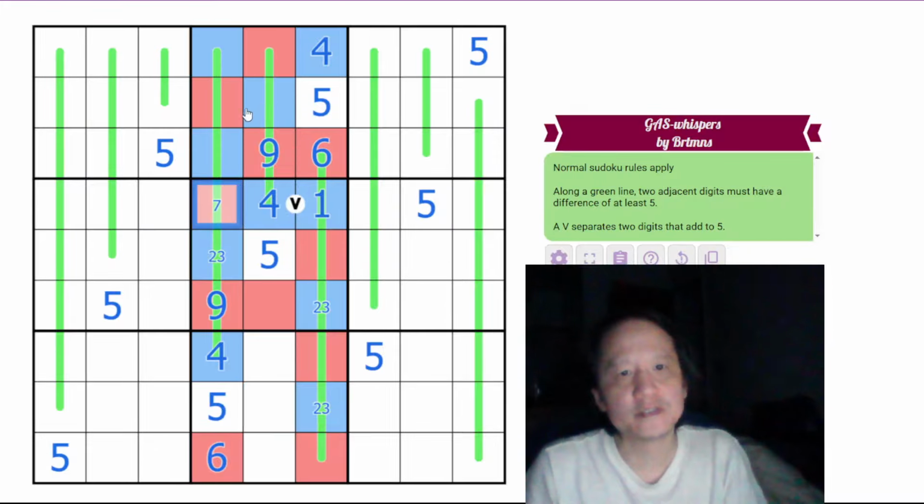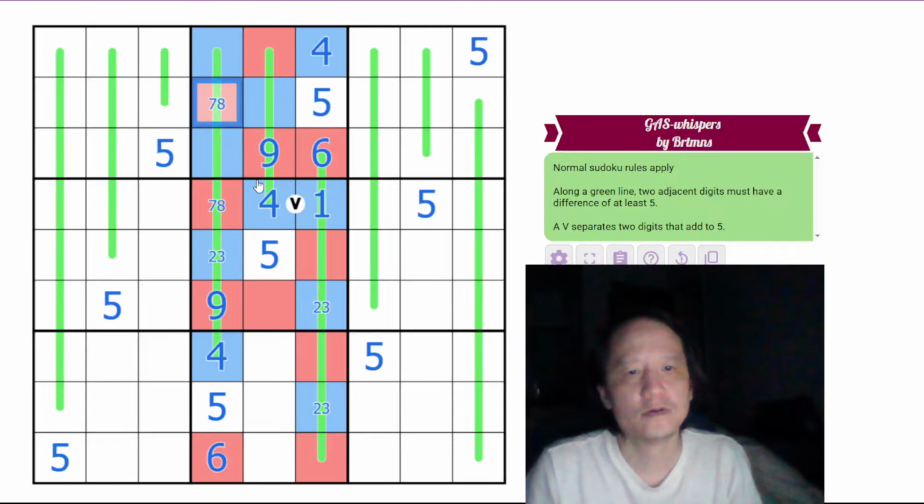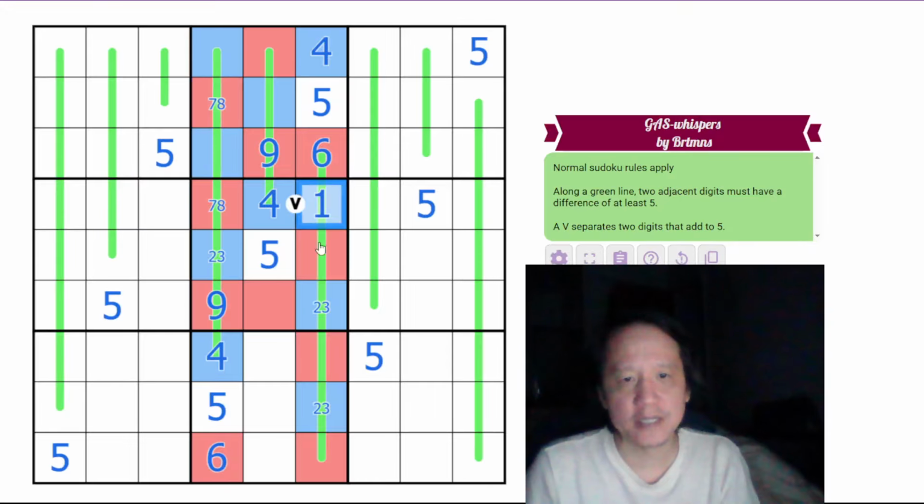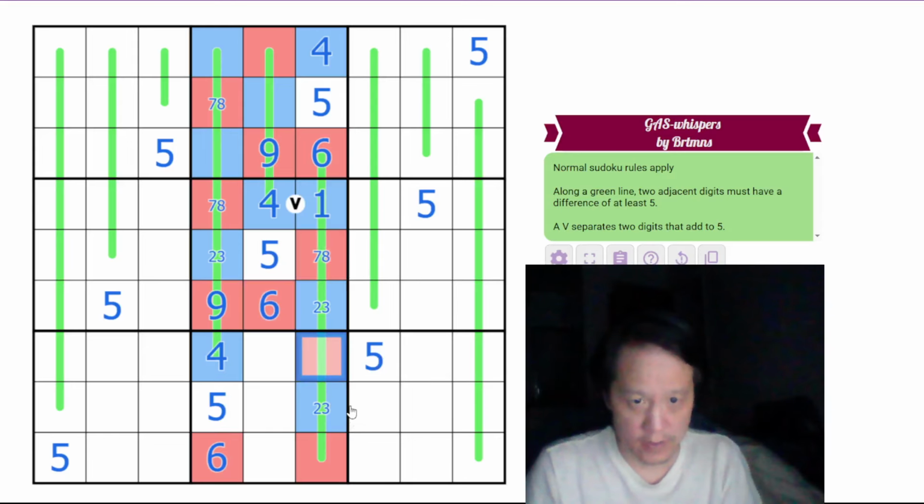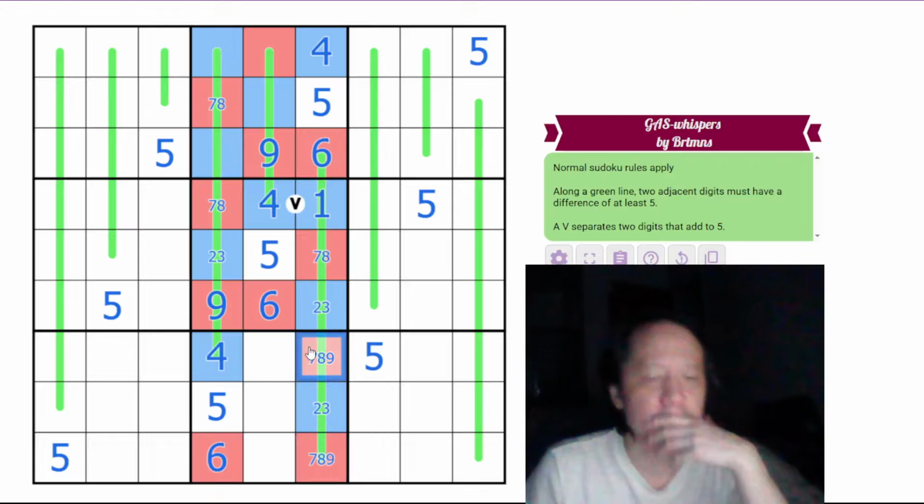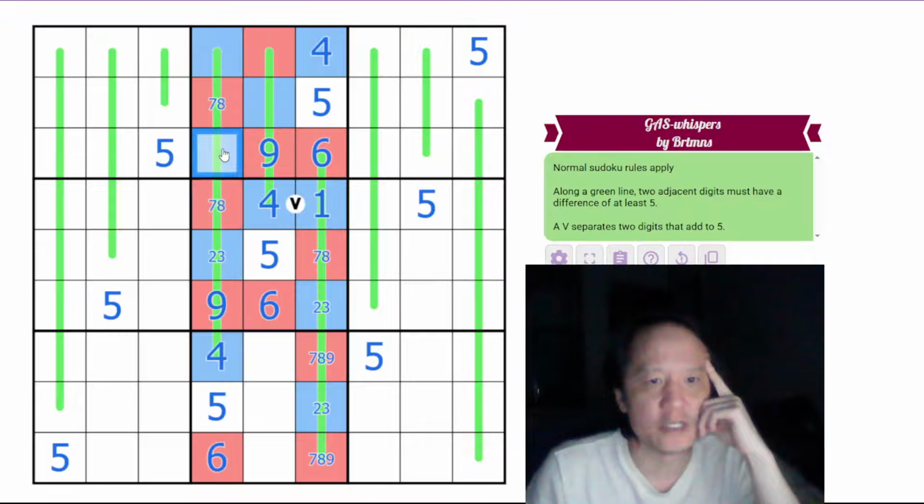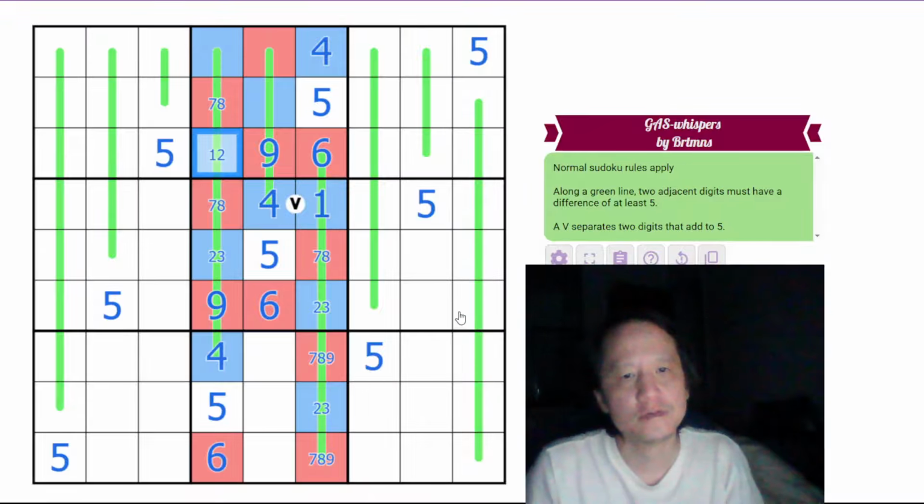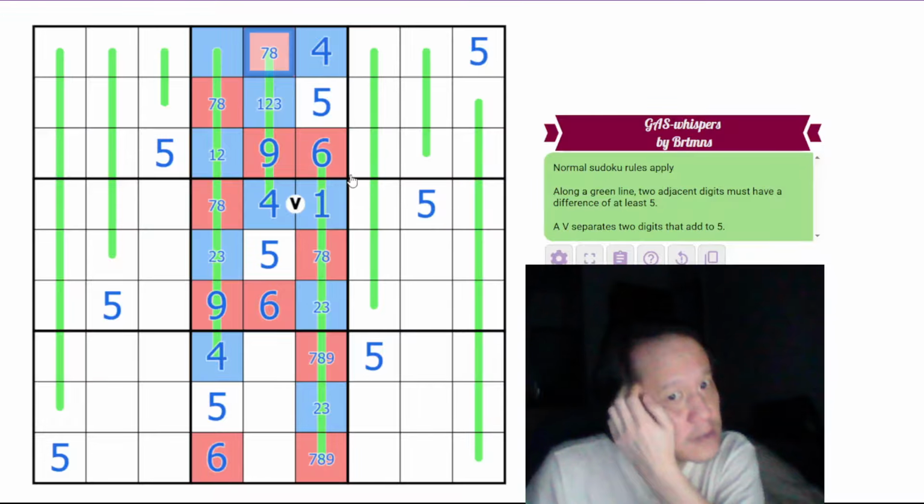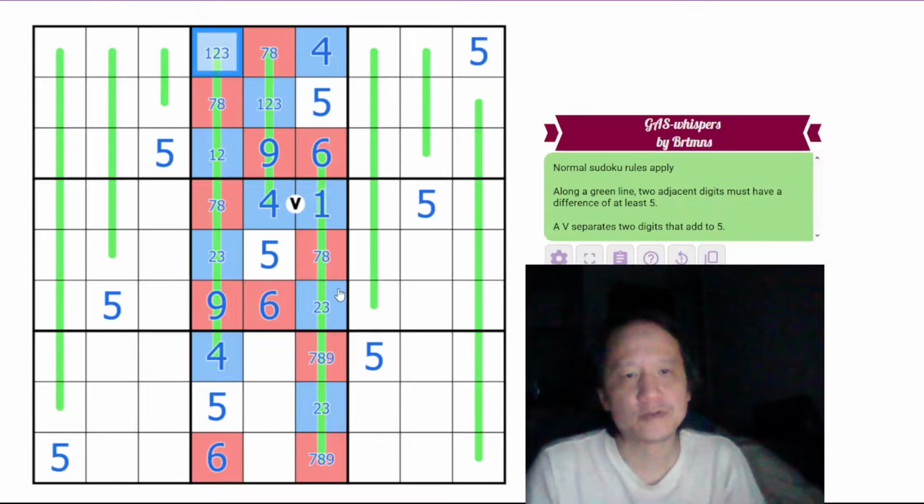That means this must be 7, 8 as a pair. 6 cannot be here in the central box, so it has to be here. So this is 6, this is 7 or 8. 7, 8 or 9, 7, 8 or 9. Next to 7 and 8 guaranteed has to be only 1 or 2. This could be 1, 2, or 3. This could be 7 or 8. And this is 1, 2, or 3.